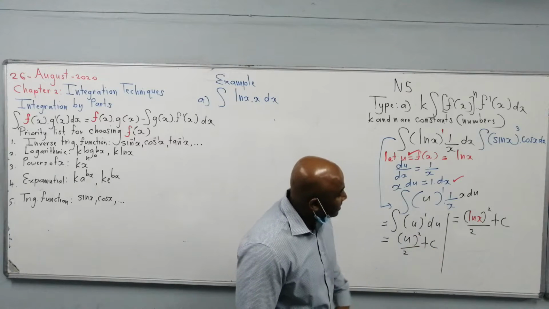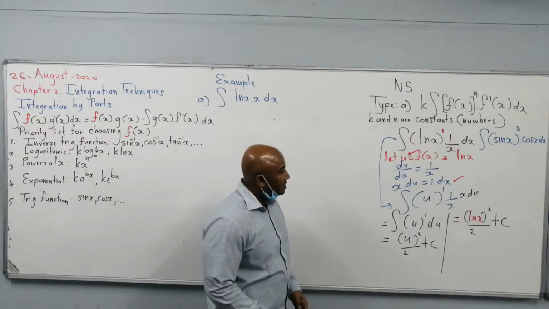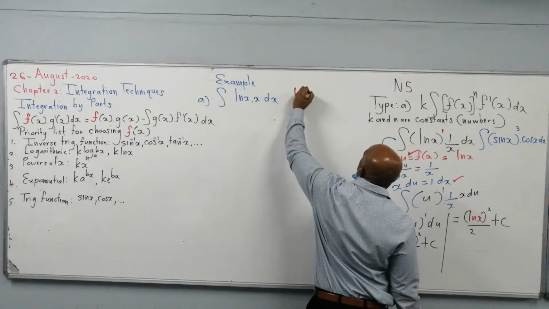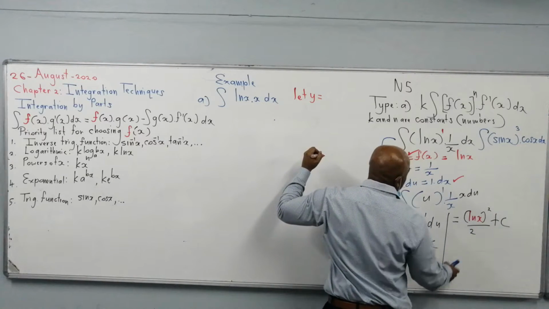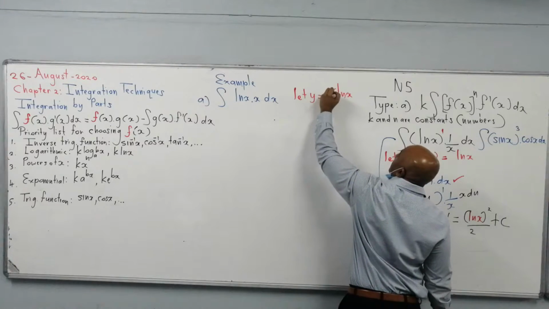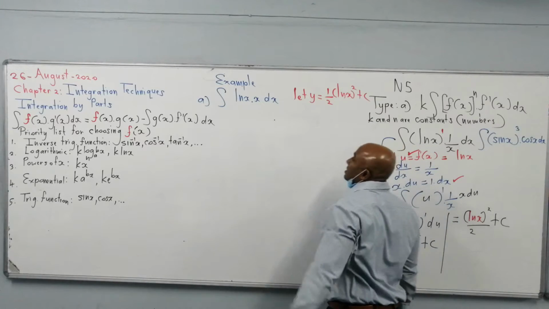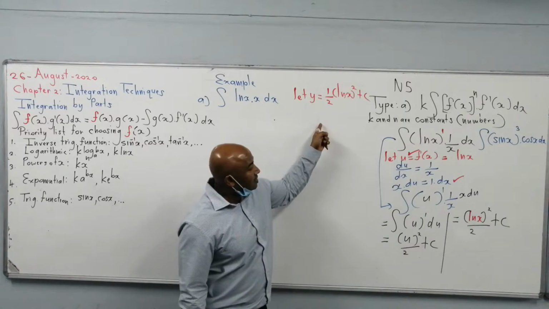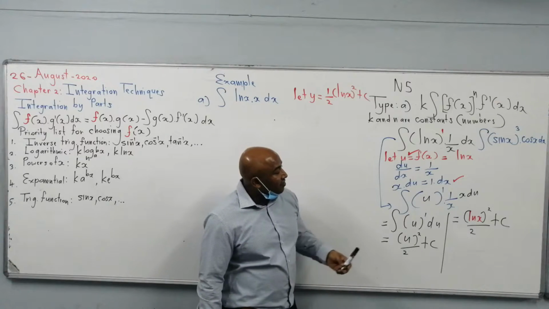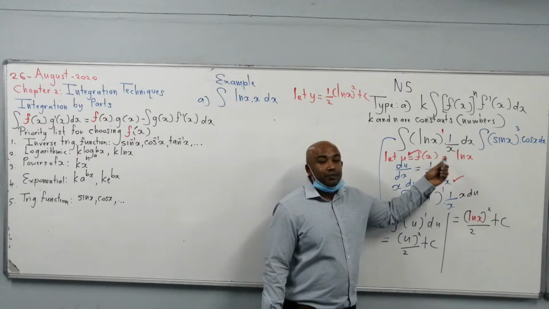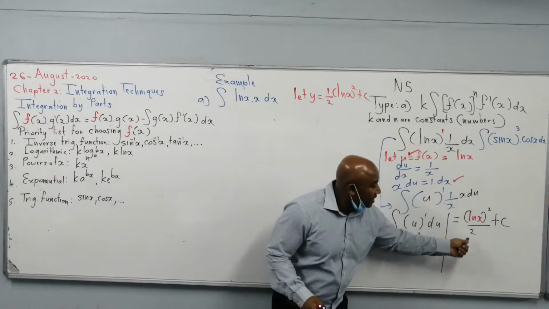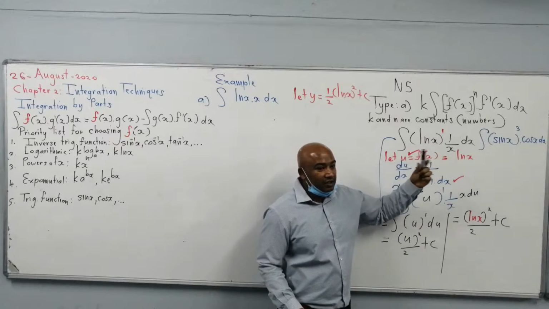Okay, so this is one example. How do you know if this answer is correct? If I take my answer, let's call it y. What is the answer here? It is 1 over 2 (ln x) all squared plus c. If I differentiate this, what would I expect to get? If I differentiate my answer, I should get back to the question. That is differentiation and integration. If I integrate, I get this. If I differentiate, I should get back here.